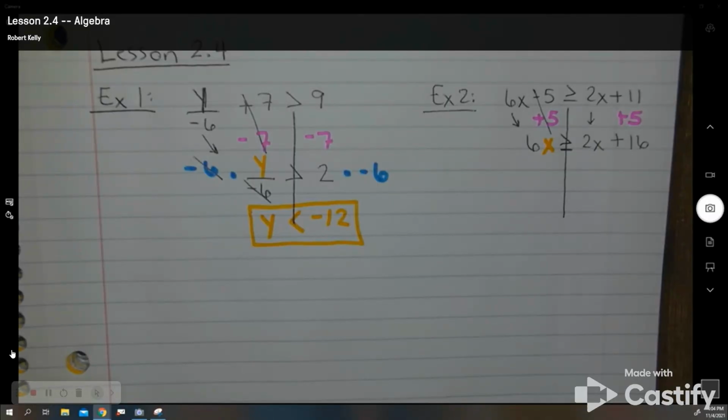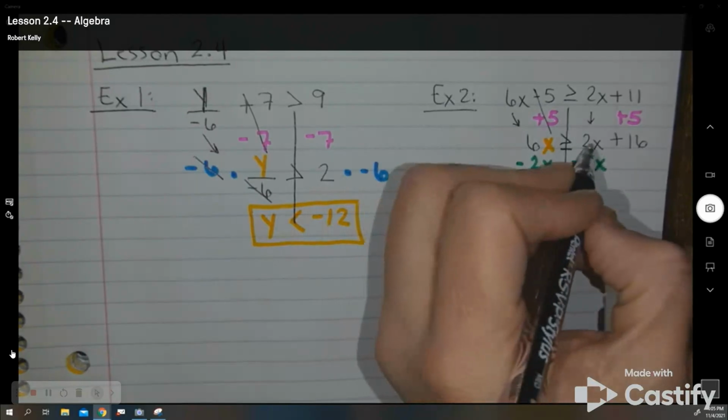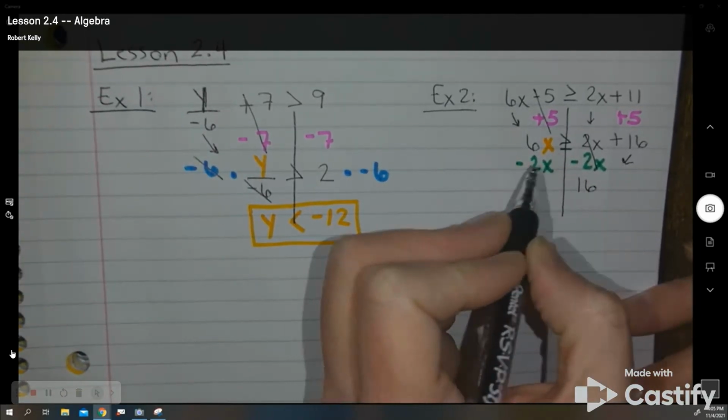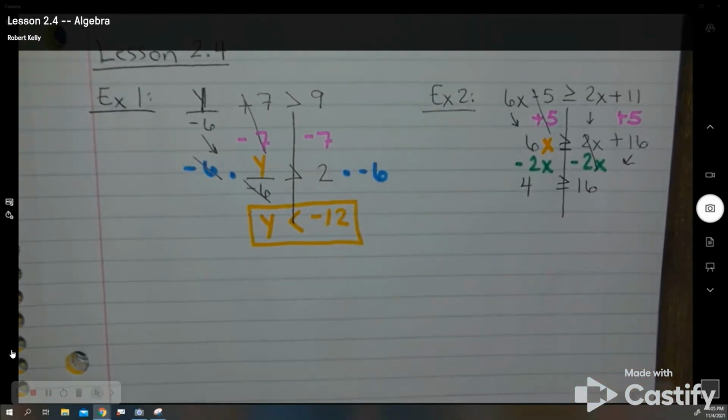Now I have to move my variables to the same side. So I'm going to subtract 2x from both sides. 2x minus 2x is 0. Bring down the 16. Again, just subtraction, so the inequality symbol will stay. 6x minus 2x is 4x. Guess I should have made that one yellow as well.